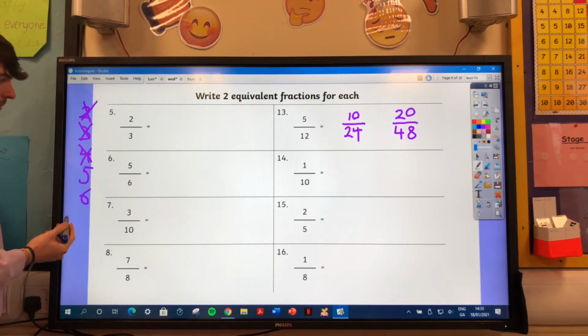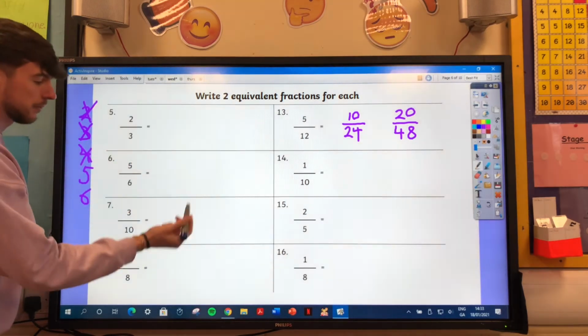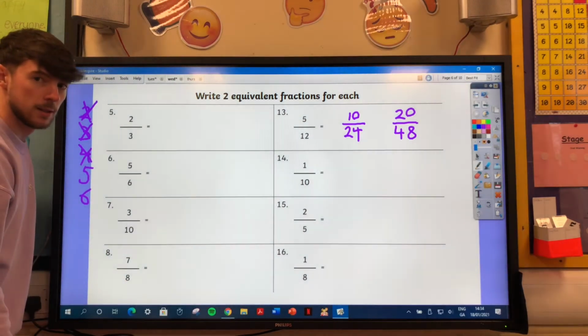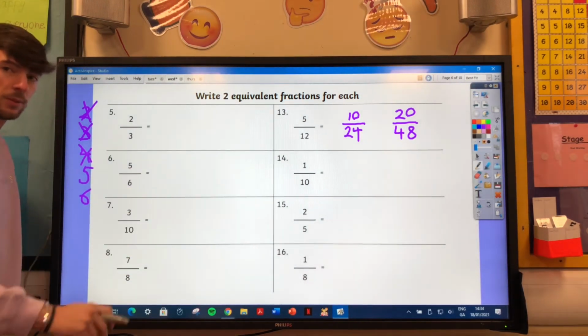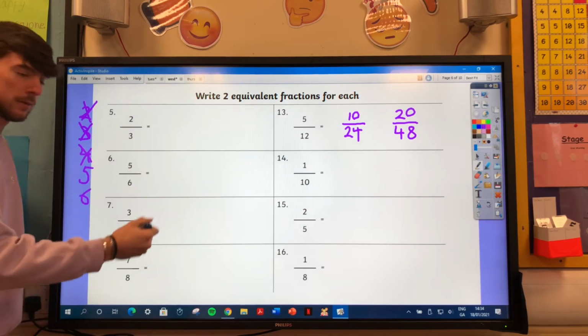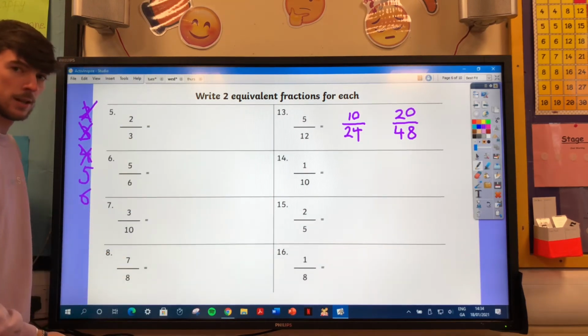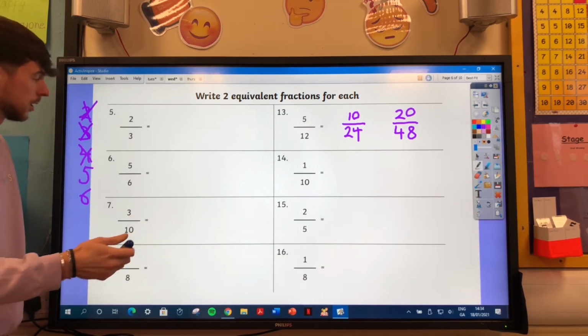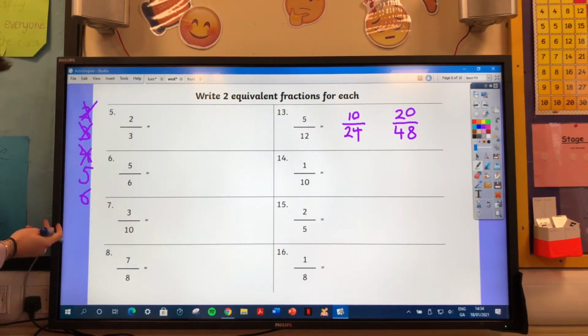You are not allowed to use, for example, 2 every single time. You cannot use 2 every single time, right? So you have to use different ones, okay? You cannot use 2 every time or 3 every time, right? And you cannot use 1 either, because that's not an equivalent fraction, it's the exact same fraction, right? So it has to be a different fraction, right?